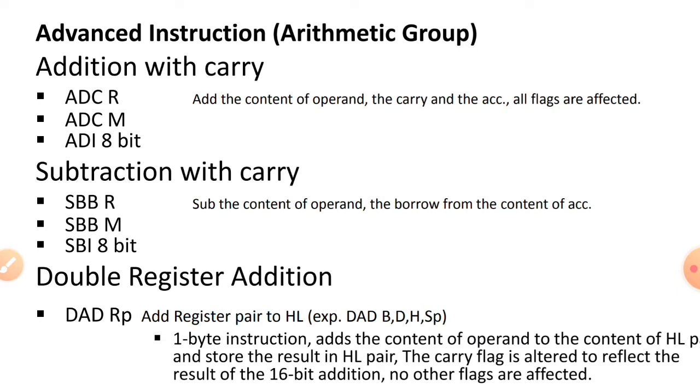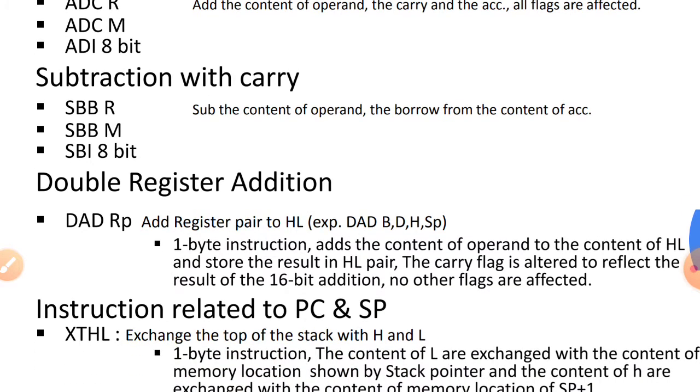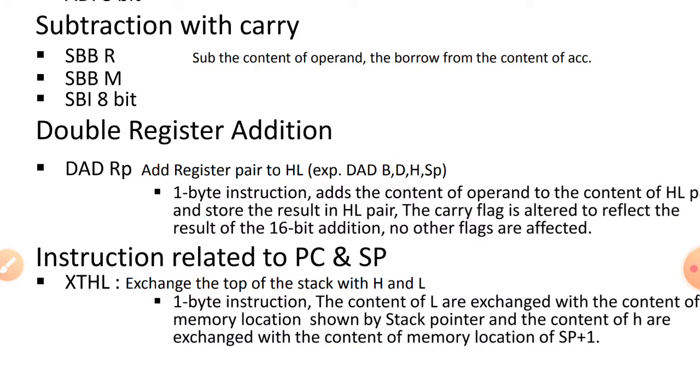Similarly, ADC M will work in the same fashion. It will add the content of memory along with the carry bit to the accumulator, and the result will be stored in the accumulator. What will ACI 8-bit do? It will also add the 8-bit data along with the carry bit to the accumulator, and the result will be stored in the accumulator. Similarly, there is subtraction with carry.